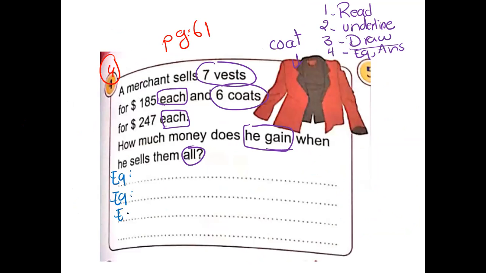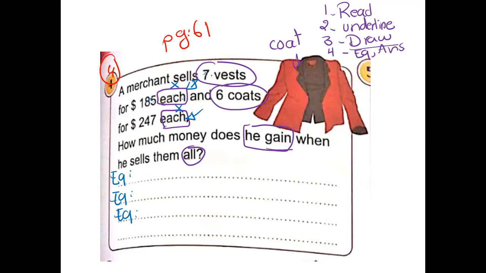So always, teacher, the keyword is "each." I gave you the price of just one thing. You want to know the total price of all. The word "each" tells us we will multiply. Each tells us we have to multiply the price by the number of vests. So 7 vests for $185 each. So I will multiply 7 by 185.